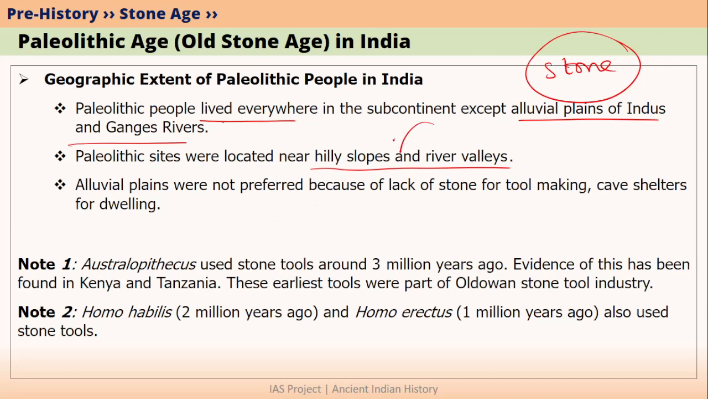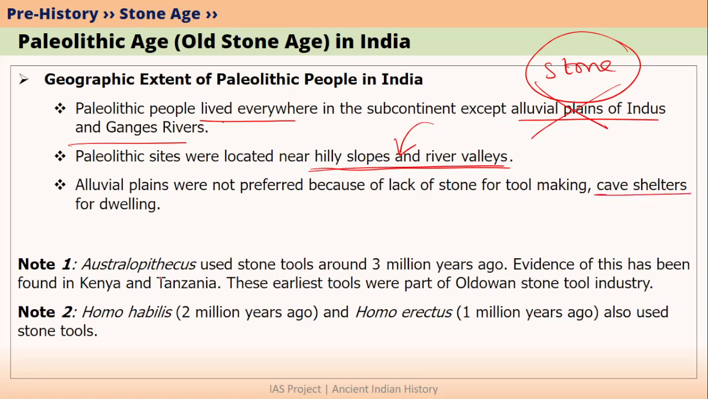They found stone near hilly slopes and river valleys. Because of this reason, they lived near hilly slopes and river valleys instead of alluvial plains of Indus and Ganga rivers. This can be a prelims question directly. Moreover, in hilly slopes and river valleys, they could easily get cave shelters as well as water.